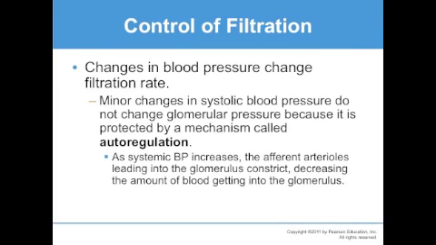A moment ago I mentioned that one of the things that helps to control the filtration is blood pressure. The body has a way of protecting the kidneys from minor changes in the systolic pressure, so that under minor changes the rate and pressure don't change. This protection mechanism is called autoregulation. As systemic pressure increases, the afferent arterioles that lead into the glomerulus constrict, decreasing the amount of blood that's allowed to get into the glomerulus.